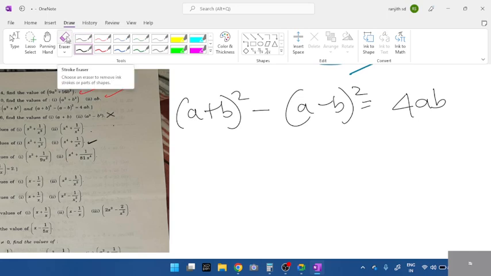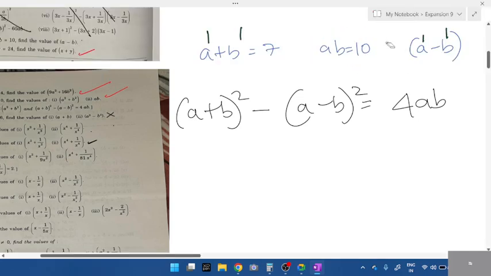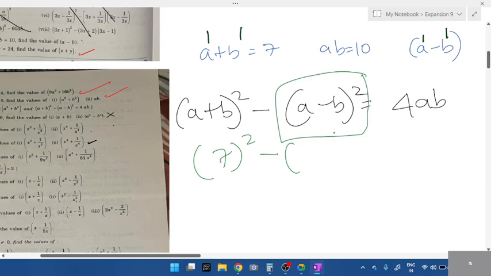What should I write? Tell me the next step. What should I write? 7 square. Shall I write 10 square? Or then what should I do? Shall I write here find ab? If this value is not given, what will you do with this? Just keep it as it is.